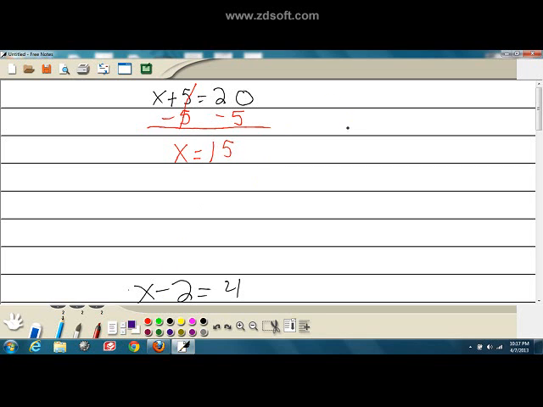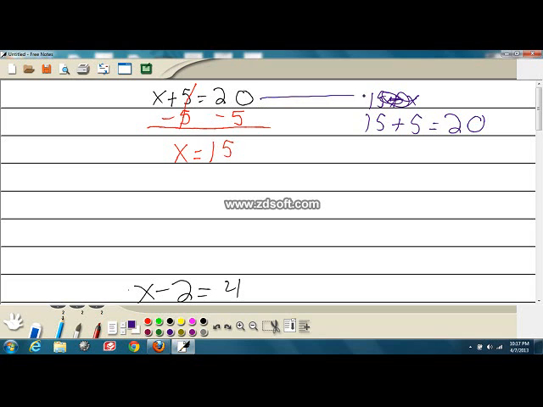Now the beautiful thing about math, or at least algebra right now, you can always double check. So let's plug it in. So we're going to substitute 15 for x. So instead of writing x, we're going to write 15. So 15 plus 5. Well, 15, hold 5 fingers in front of your face. So it's 15, 16, 17, 18, 19, and 20. They both check out. They're both the same, so it means we did it correctly. So x plus 5 is equal to 20 means x is equal to 15.